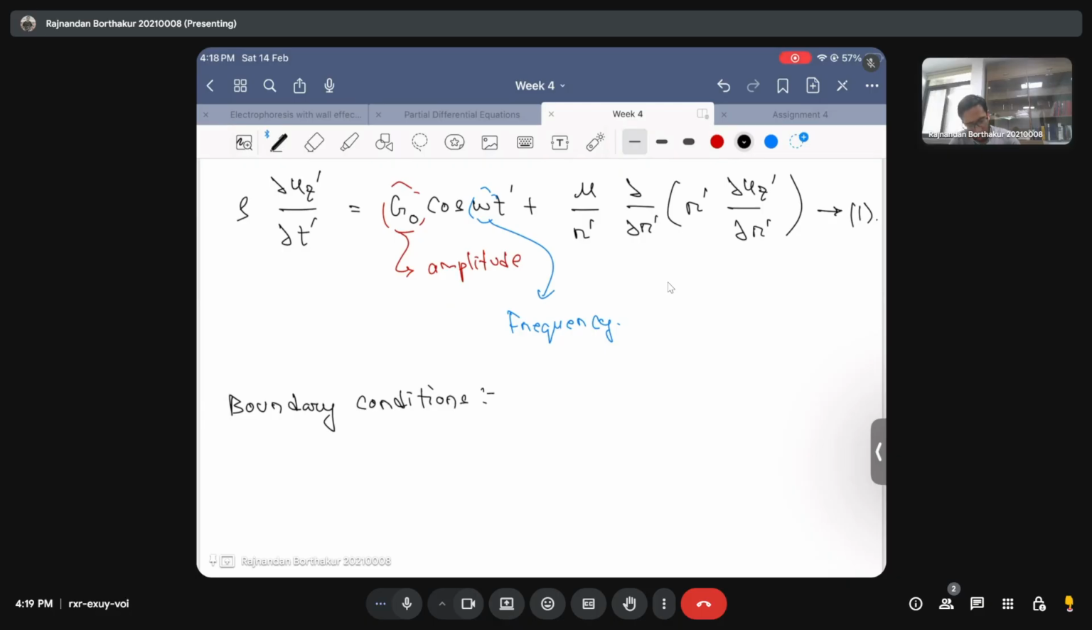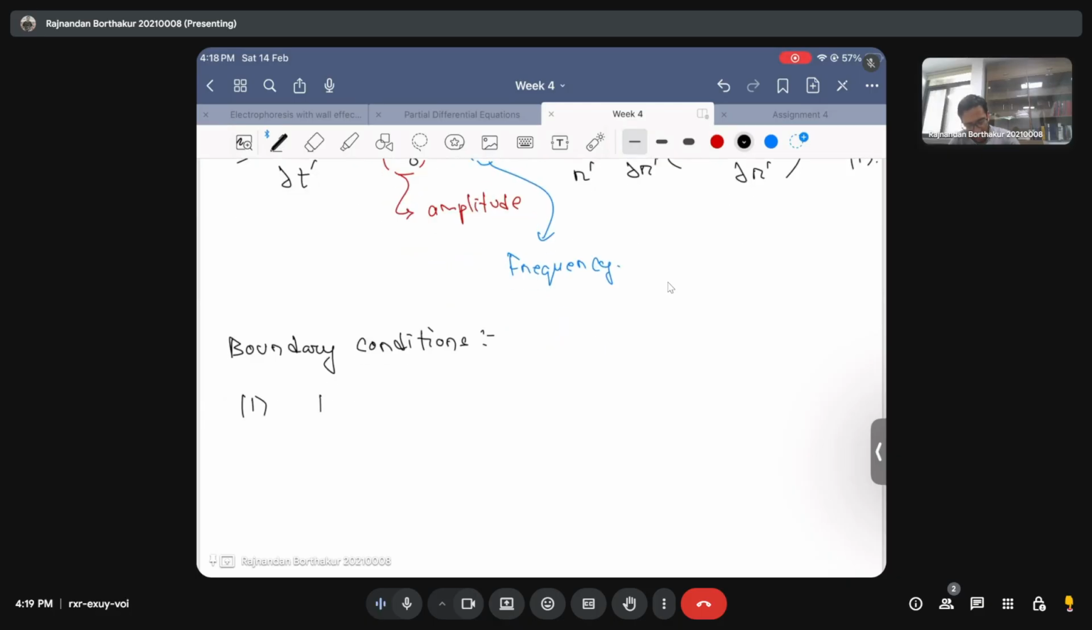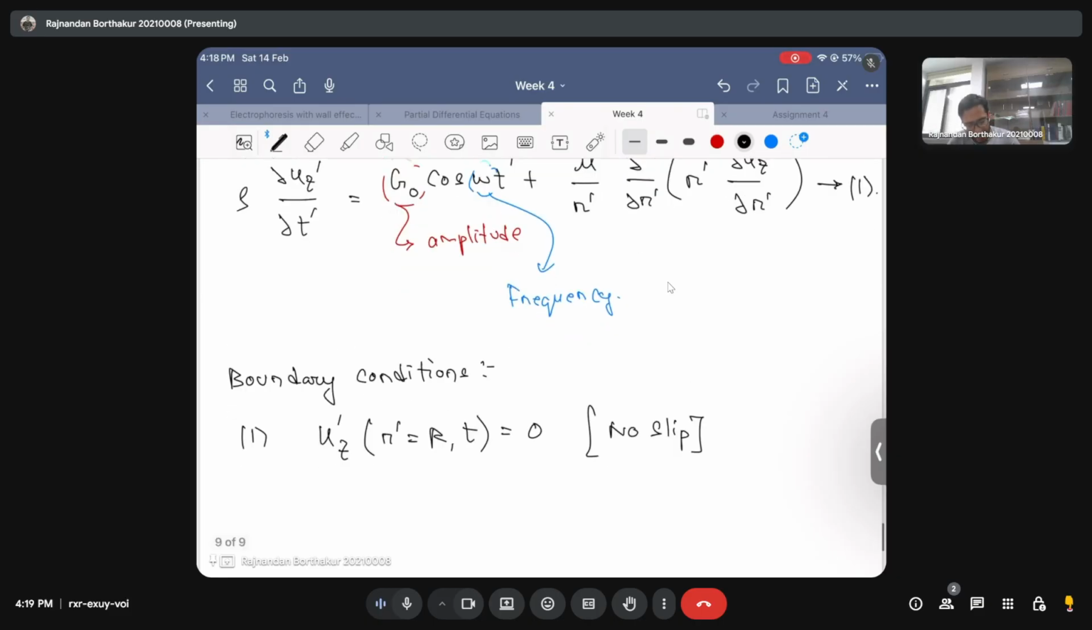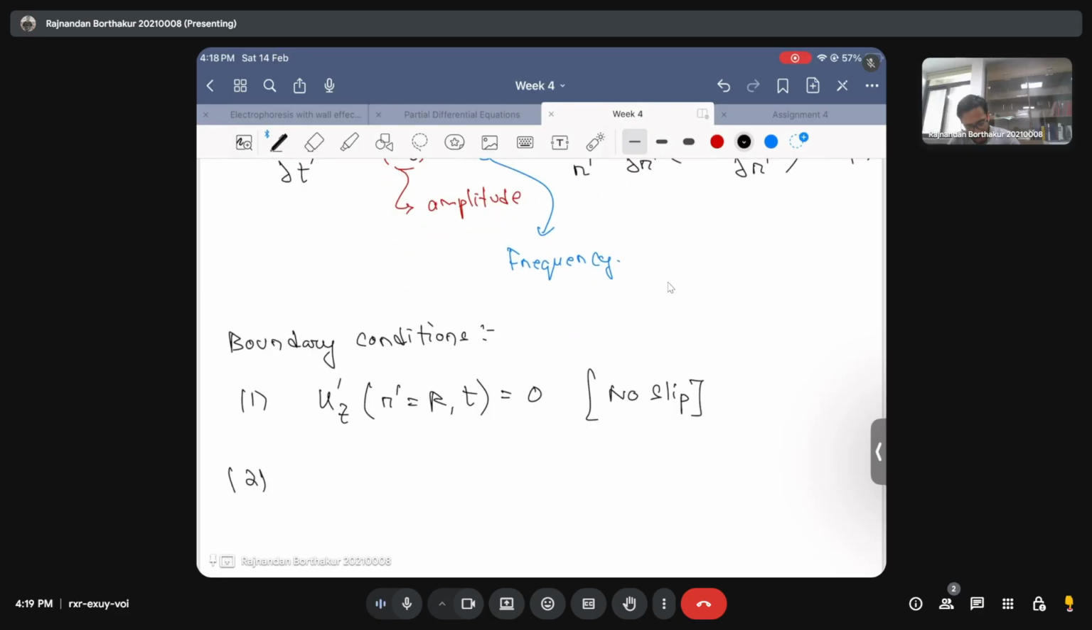So the boundary condition is that I know that uj at r prime equal to capital R, that is at the periphery of the pipe, for all time I know that this is equal to 0. This is because of the no slip boundary condition. And the second boundary condition is I will say that the magnitude of uj basically remains bounded. So this is less than infinity for all r prime, meaning that the velocity field is bounded.